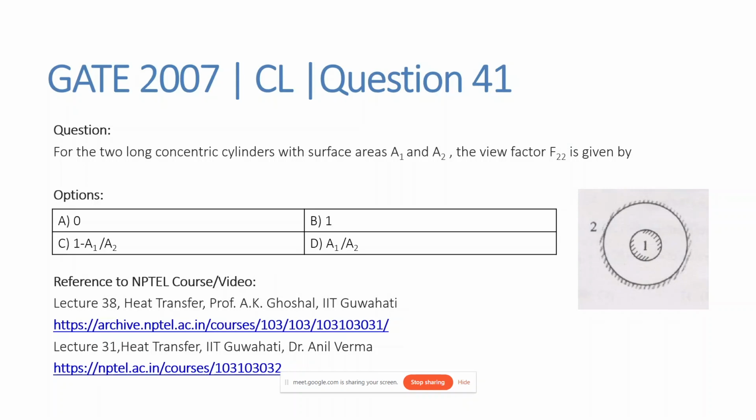Hello everyone. So today we will be solving the question number 47 from the GATE 2007 chemical engineering paper from the subject of heat transfer. So I will be reading the question. The question is, for the 2 long concentric cylinders with surface area A1 and A2, the view factor F22 is given by, and we are given the options. So this is an MCQ type of question. In this question, we have been asked to find the view factor for the given surfaces as shown in the figure.